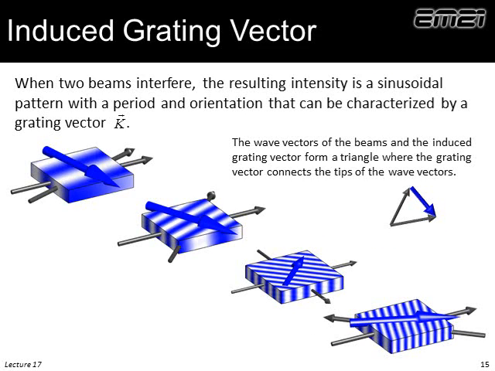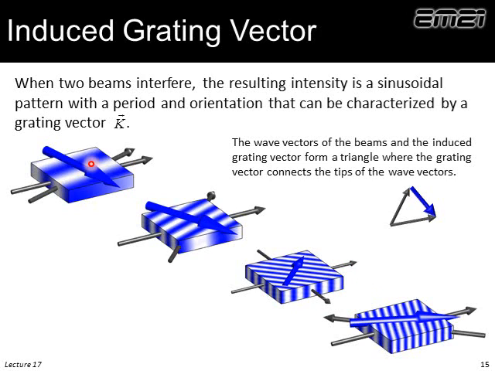The induced grating vector. I mentioned real quickly a couple slides ago that the induced grating vector and the two wave vectors of the beams that are producing the interference form a triangle. If we look at our two wave vectors, the grating vector is going to make a triangle, essentially connecting these two tips. But notice the alignment of the fringes. They go right down the center of the two wave vectors.